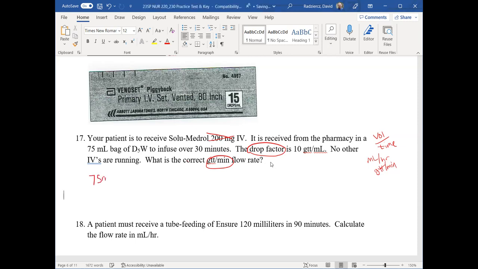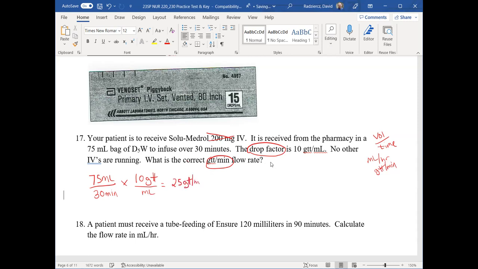So 75 milliliters, 30 minutes. You can convert minutes to hours, but don't do it because it's a wasted step, since your end result is already in per minute, times your drop factor of 10. Then you get 75 times 10 divided by 30, which is 25 drops per minute. You got it.